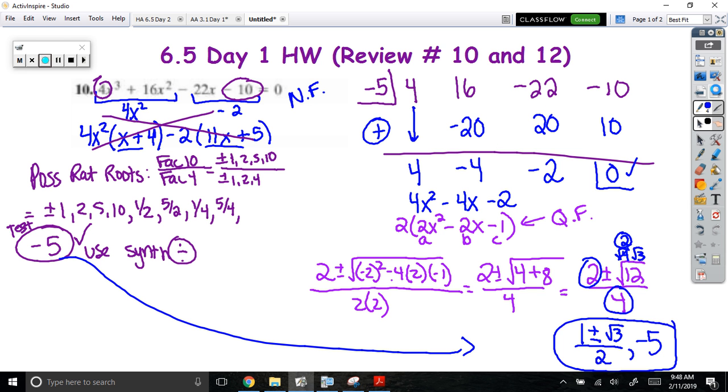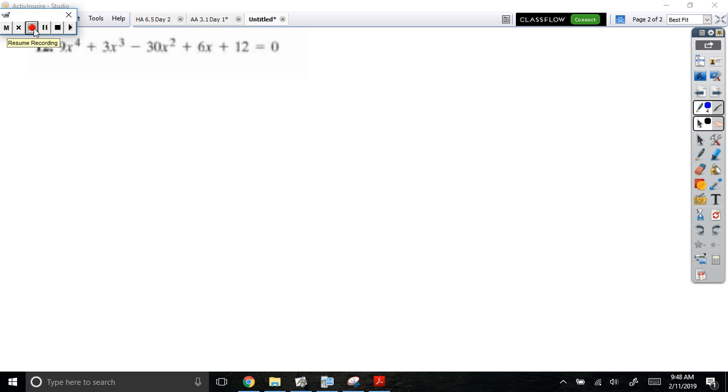All right, let's take a look at number 12. All right, number 12, you can see, is a quartic polynomial. So this is not going to be factorable by grouping because you can't group it into two terms. So we're going to go straight to listing our factors, our possible roots.